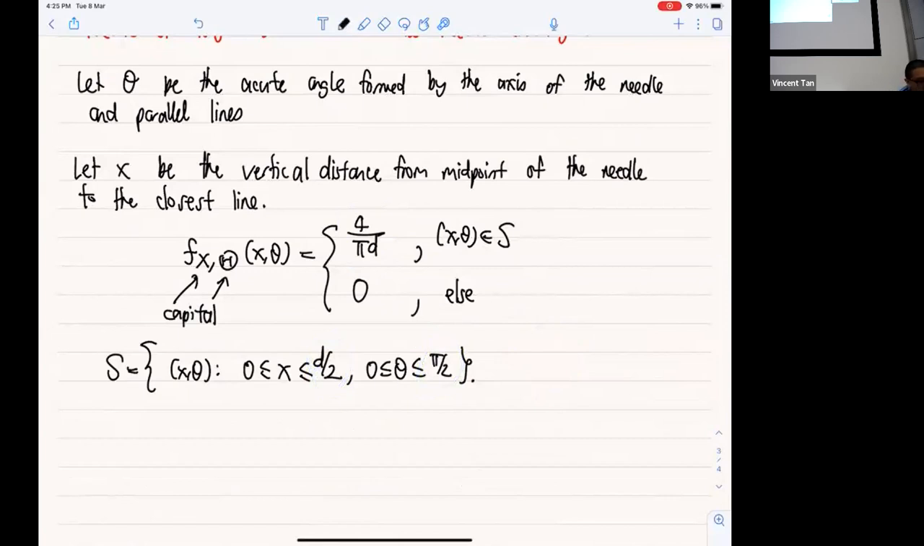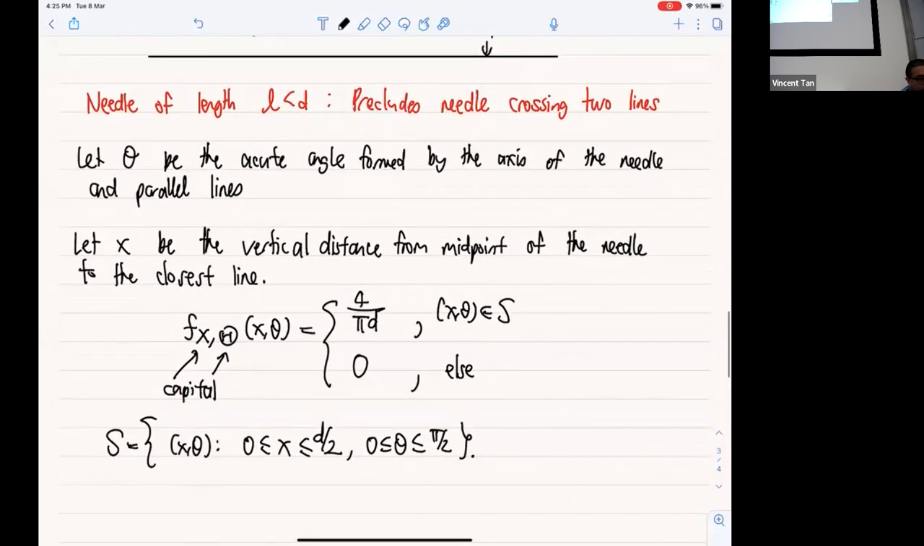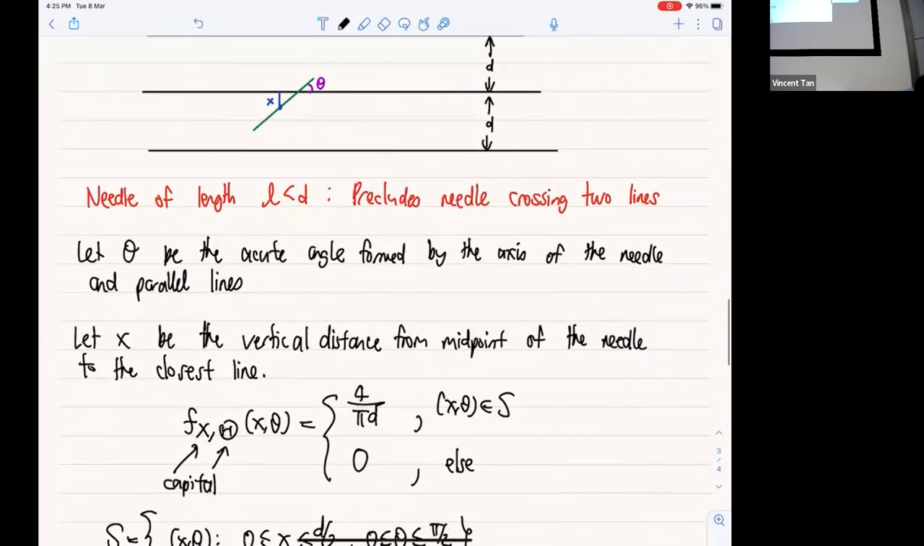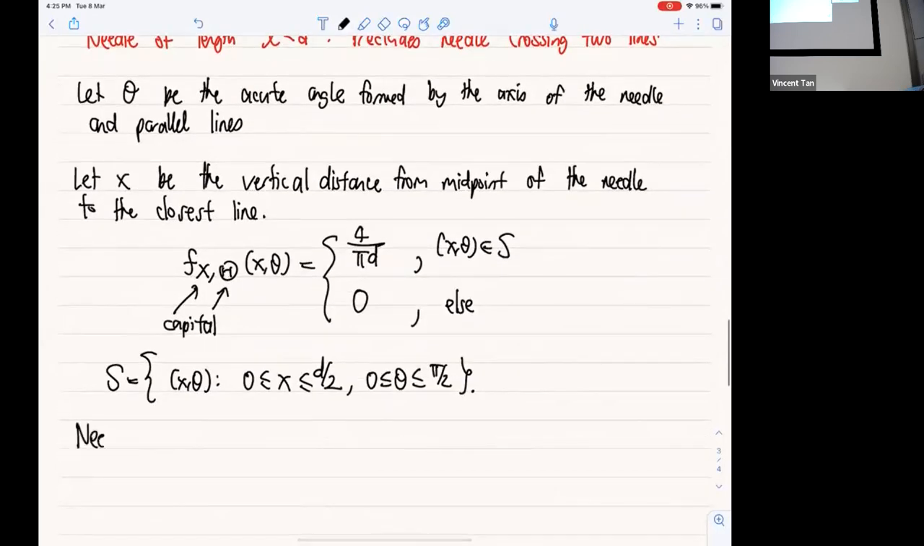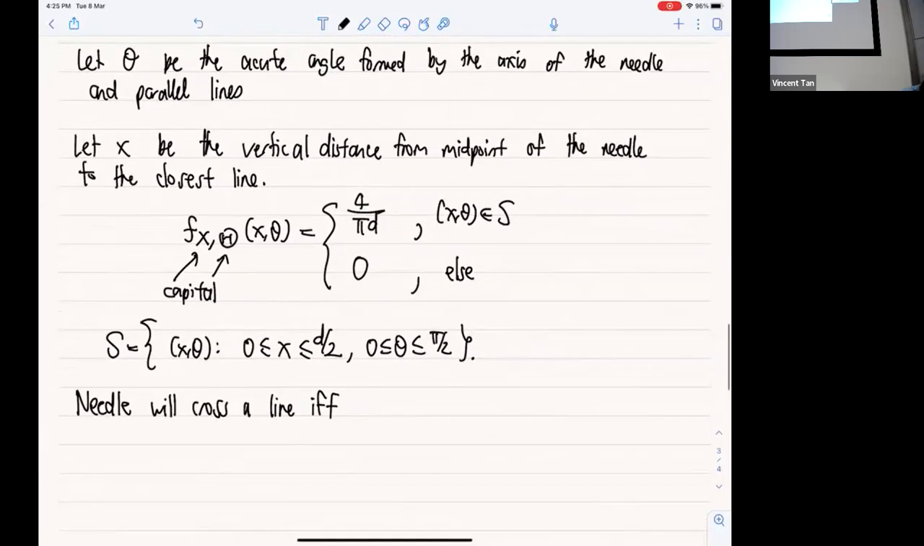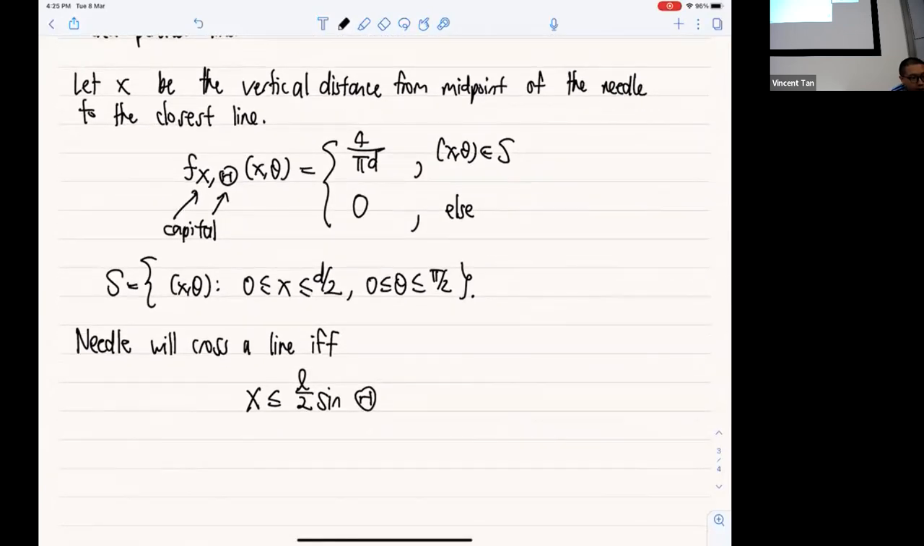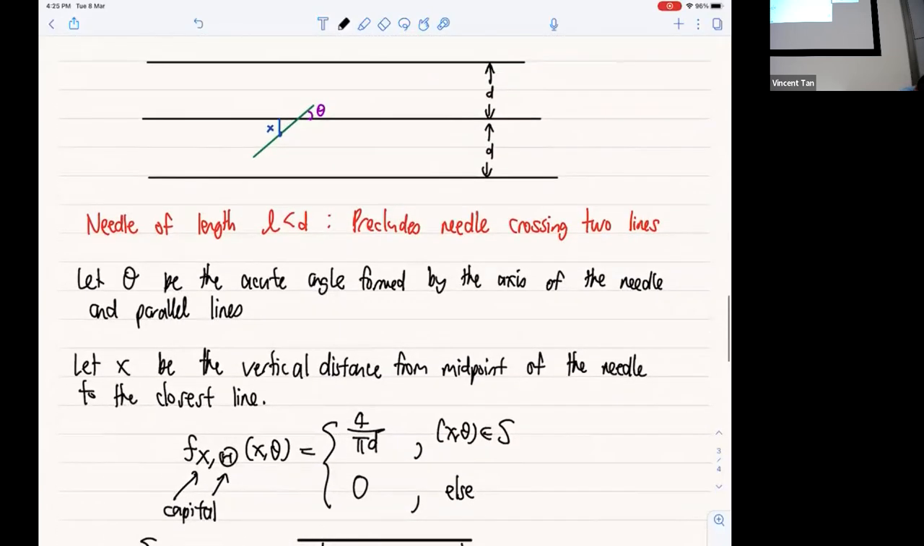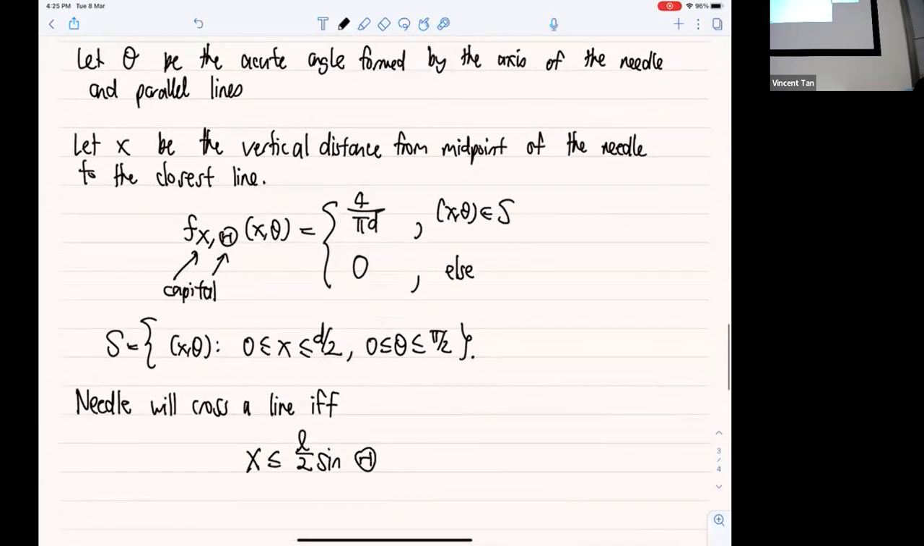So when will the needle cross the line? All right. The needle will cross a particular line, and this is the key, if and only if x is less than L over 2 sine theta, where this theta is the random variable theta. Okay. So why is that so? If we look at this particular picture here, maybe I will zoom out.